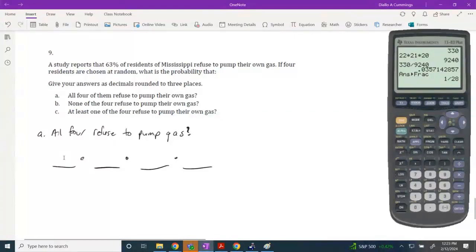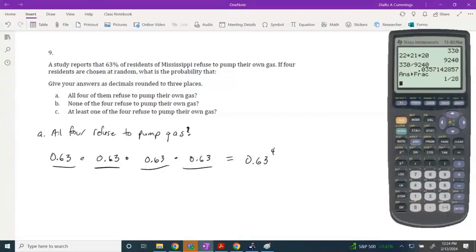Well, for the first person that you choose, what's their probability of refusing to pump their own gas? Should be 63%, right? So 63% as a decimal is 0.63, right? The probability that the second person refuses to pump their gas should also be what? That same probability. And it should be the same for the third and the same for the fourth person, right?